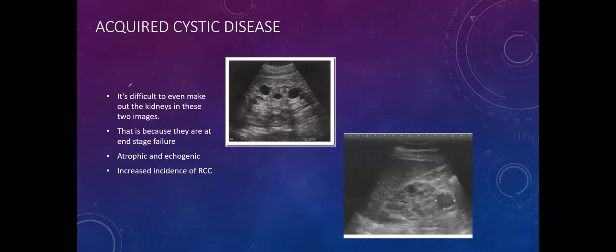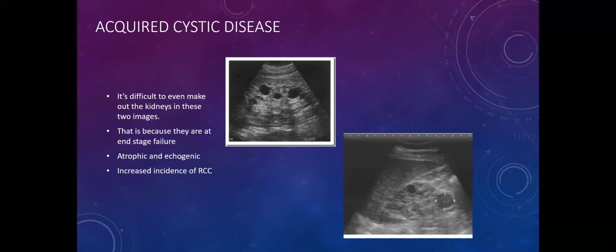It's difficult to see this acquired cystic disease. It's difficult to even make out the kidneys in both of these images. That is end-stage renal failure for these. They are atrophic and echogenic. In other words, when a kidney is echogenic, the parenchyma may start to look a lot like the surrounding fat, which makes them very hard to see, even when you have them straight in the middle of the screen.